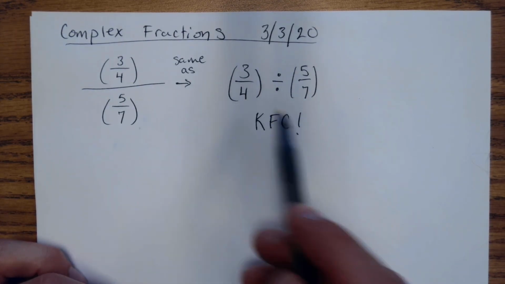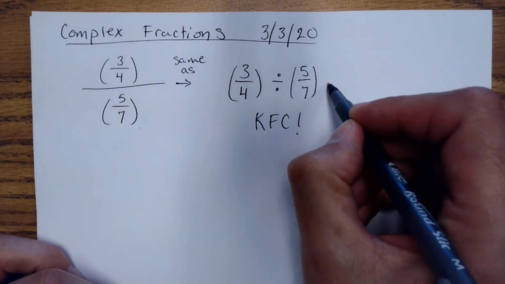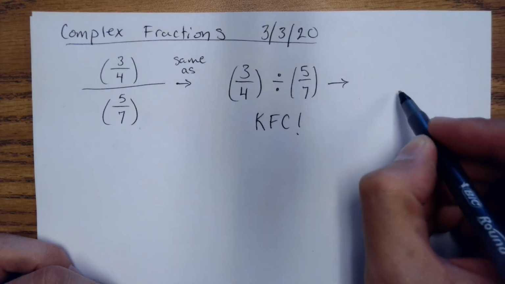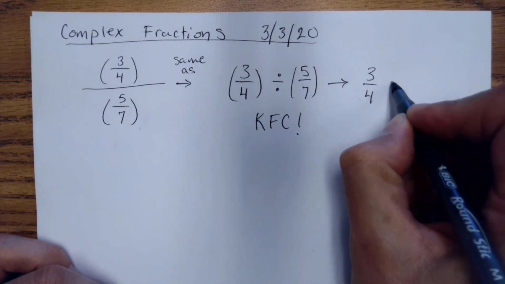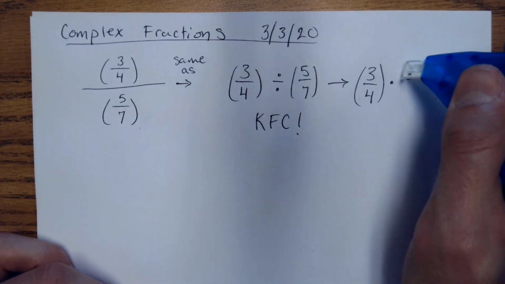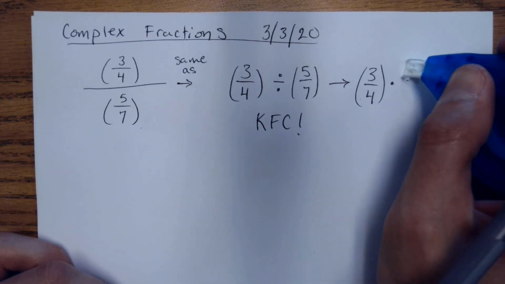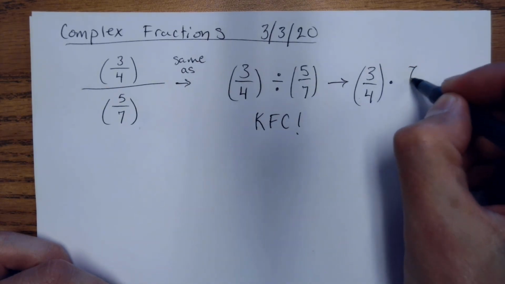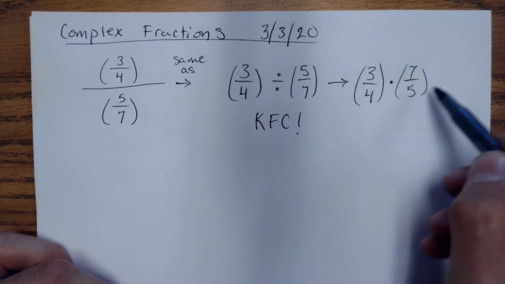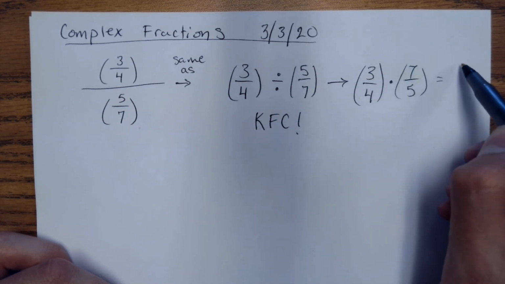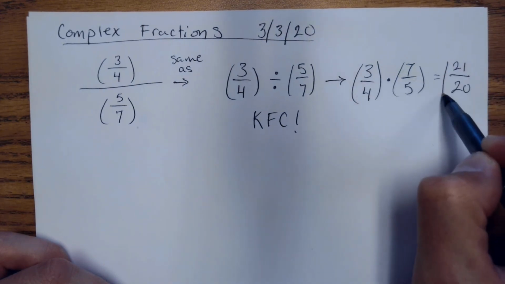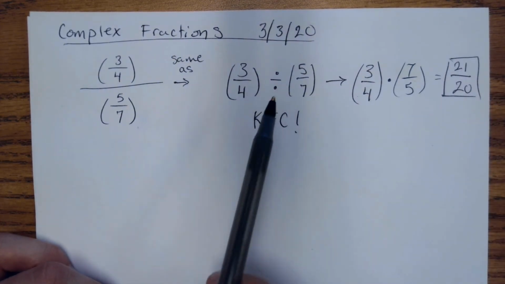So you leave this the same, except you keep this one, you flip this one over, and you change this to multiplication. So 3 over 4 times 7 over 5. And if nothing cross cancels, like here, you just multiply straight across the top. That would be 21 over 20. So really, it's no different than this.